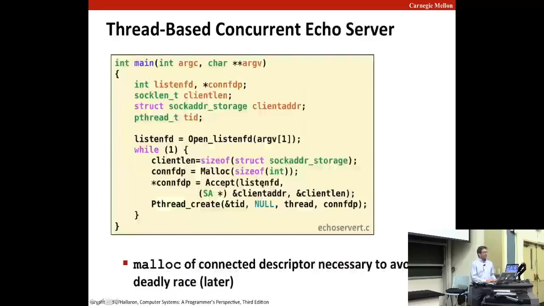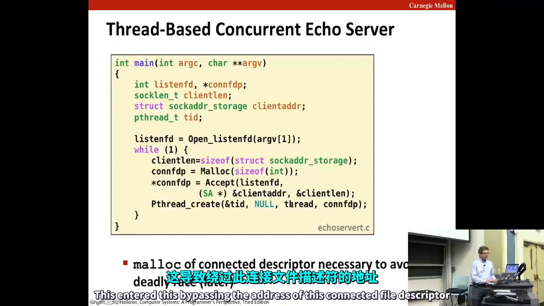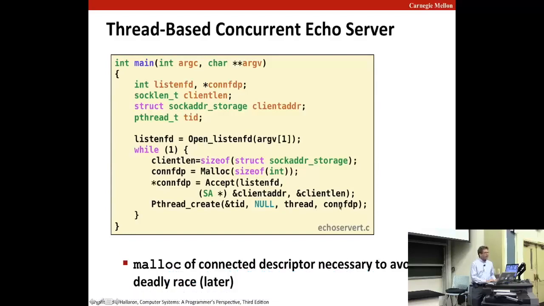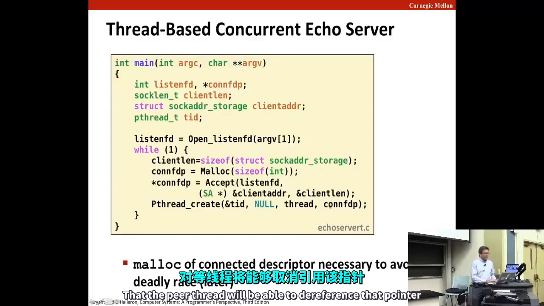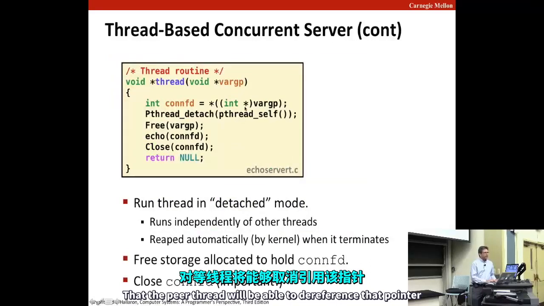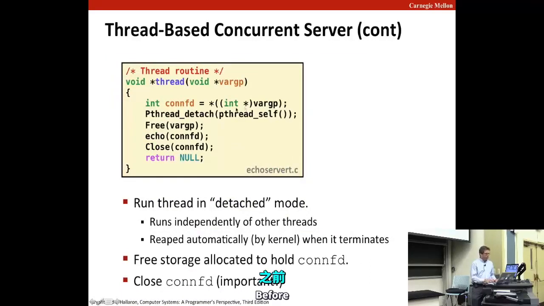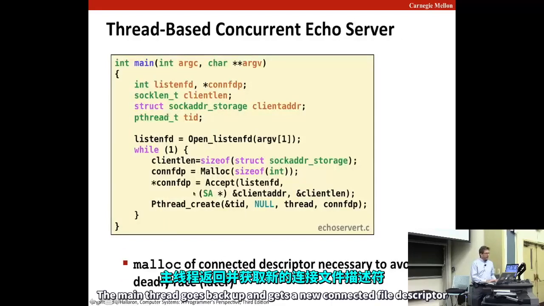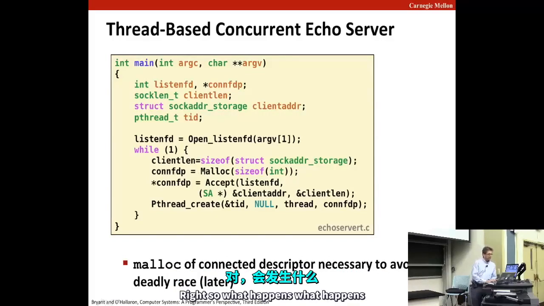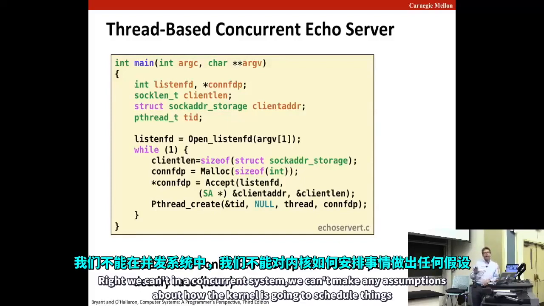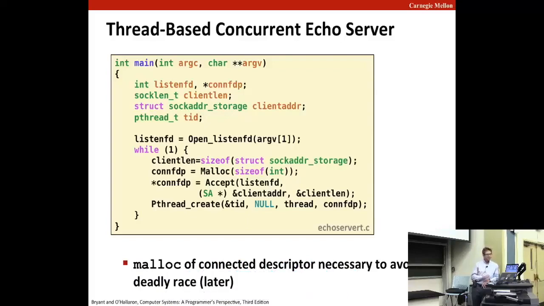So by passing the address of this connected file descriptor, we're introducing a race. In the race, what we're assuming is that the peer thread will be able to dereference that pointer before the main thread goes back up and gets a new connected file descriptor. Right? So what happens? In a concurrent system, we can't make any assumptions about how the kernel is going to schedule things. We saw this same thing with processes.